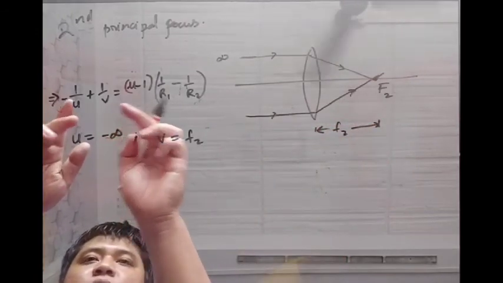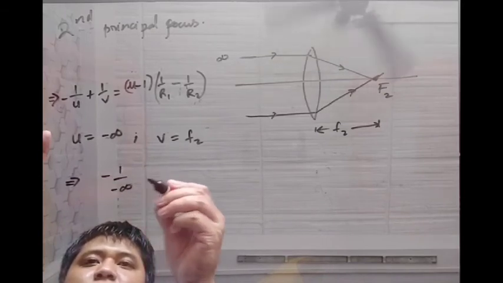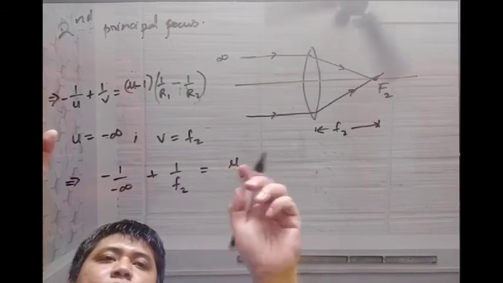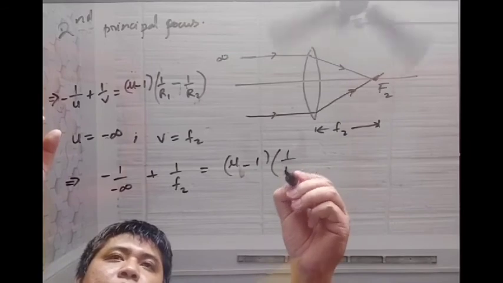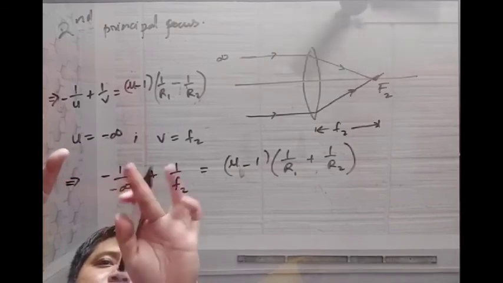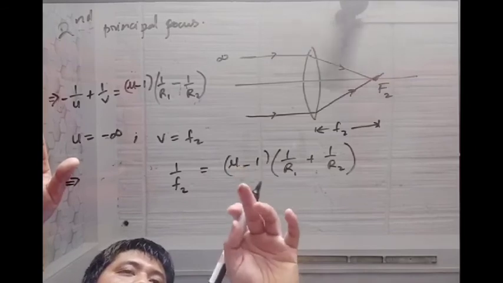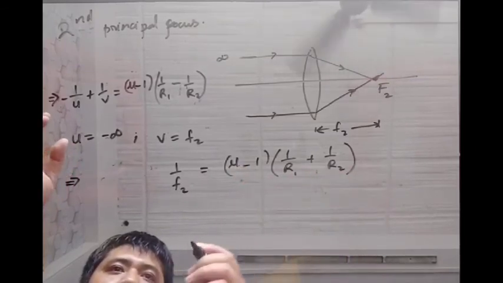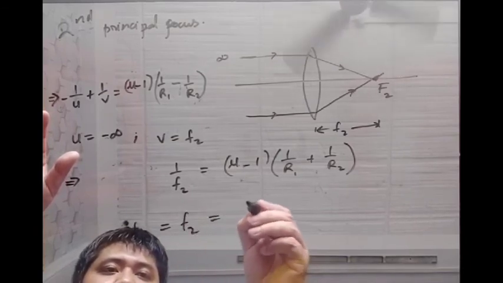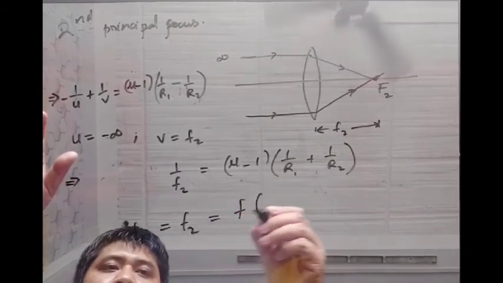Then putting the value in this equation, it implies 1 by minus infinity plus 1 by f2 equals mu minus 1 times (1 by r1 minus 1 by r2). Then this is 0. We have 1 by f2 equals mu minus 1 times (1 by r1 minus 1 by r2), the same result. We get the same result. That means f1 and f2 are equal. We can write f as the equality.